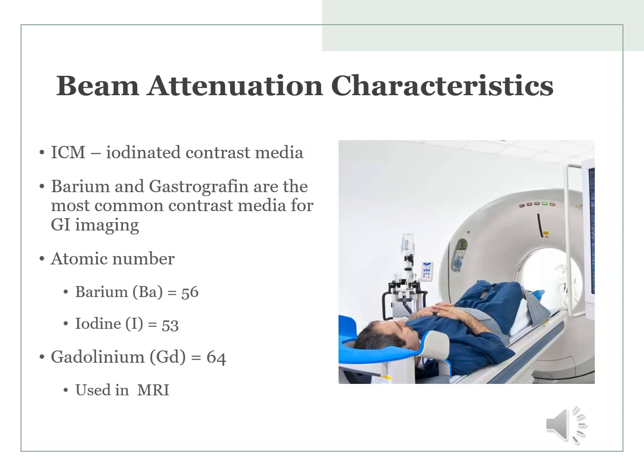Barium is the most common contrast used for GI imaging. It does not dissolve and is suspended in solution. Its metallic properties make it ideal for this purpose. Gastrografin is another contrast medium used for GI studies. These types of contrast media are ingested by the patient orally.